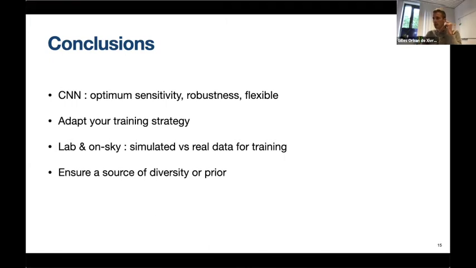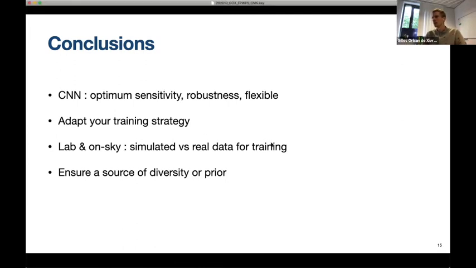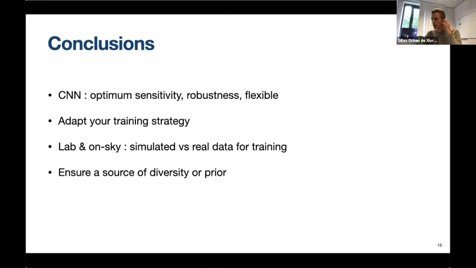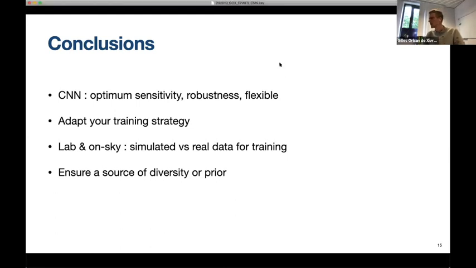We started to look at lab data. The question here is really how much we can rely on simulated data and how much we need real data to perform the training. That's something we'll look at in the future. And then you always need a source of diversity or prior. It's also something we will look at for high contrast imaging. Thank you very much, and I'm happy to try to answer your questions.